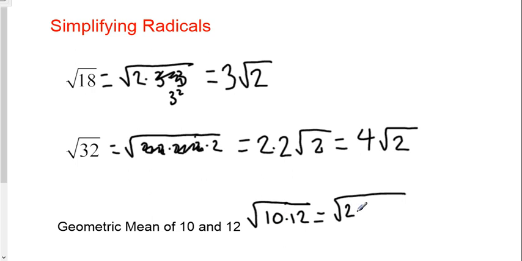10 is 2, 5. 12 is 2, 2, 3. Every time you have a pair, take one out. So I have a pair of 2's, so I have a 2 on the outside. And all this is left over on the inside. 2 times 5 is 10, times 3 is 30. So this is 2 root 30. And there you have it, how to simplify radicals.